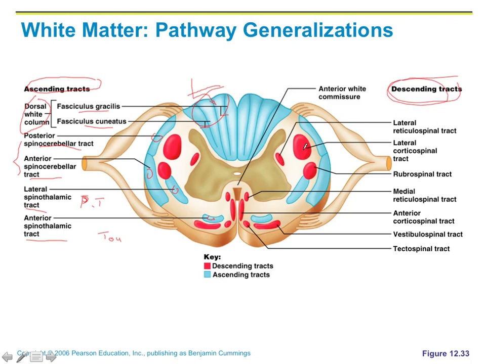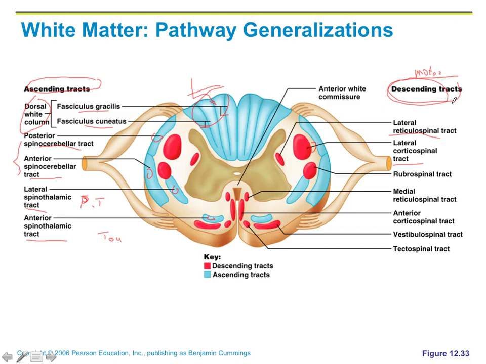So now let's talk about this one. This is the lateral corticospinal tract. Okay, lateral corticospinal tract. The descending tracts are the motor nerve fibers. Okay, because they regulate the movement.